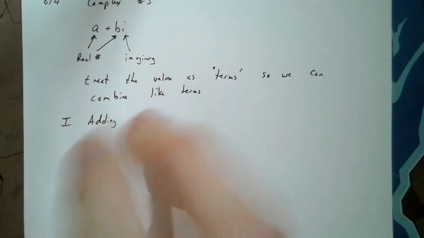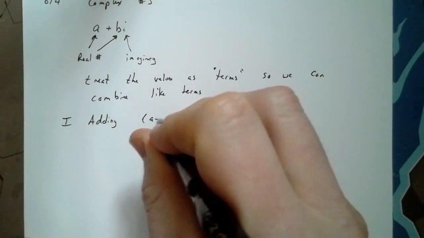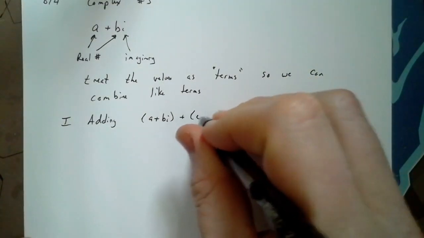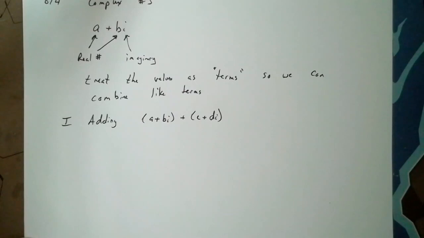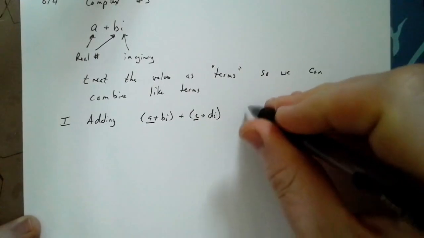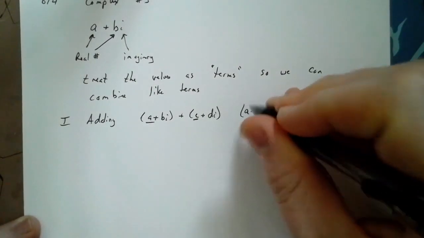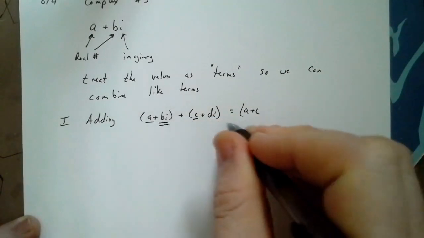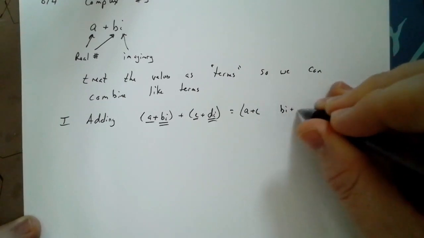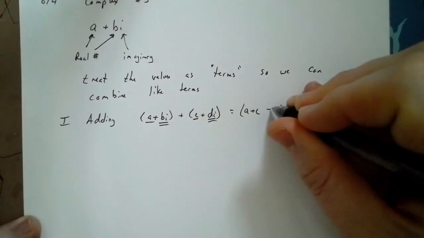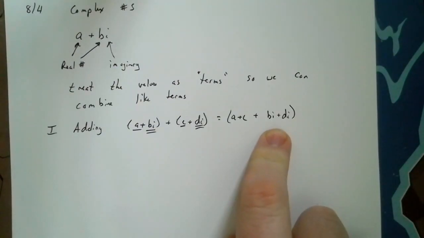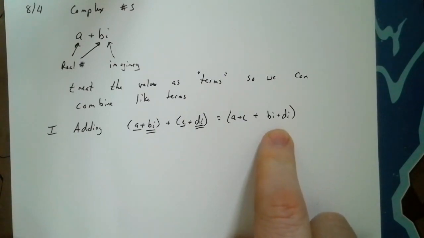This is very straightforward. Generally speaking, if you have a plus bi complex number, and you add it to c plus di complex number, a and c are both the real components, so I'll do a plus c, and then bi and di are both the imaginary components, so I'll have plus bi plus di. Then I'll just simply add my plus sign in between them, so I'll end up with my real component and my imaginary component.